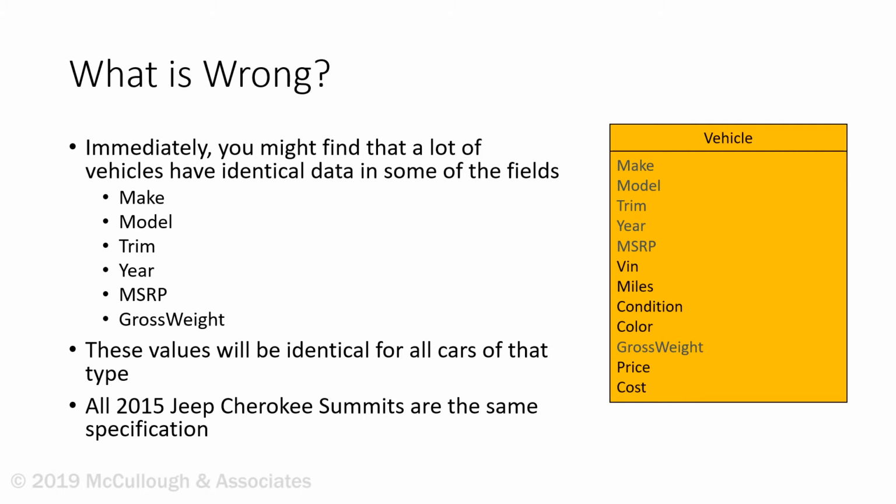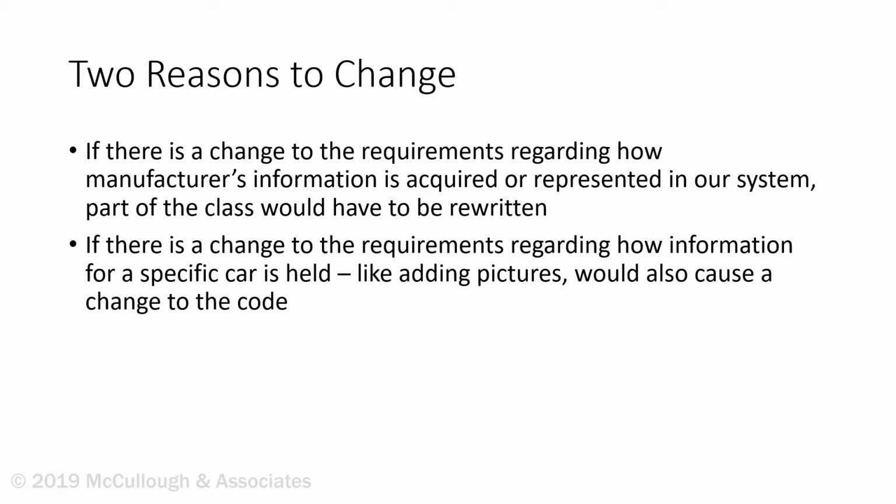So really there's a mixture of two different concepts within this same class. There are two reasons that our vehicle class could have to change. If there was a change in how we interact with the manufacturer's web services to retrieve some of that information, that would cause a change to our class. If there was a change to the requirements on how the information for a specific car is viewed by consumers or browsed by consumers, like for instance adding pictures of the car, that would also be a reason to change or rewrite part of our class. Two very distinct and different areas of requirements for our application.